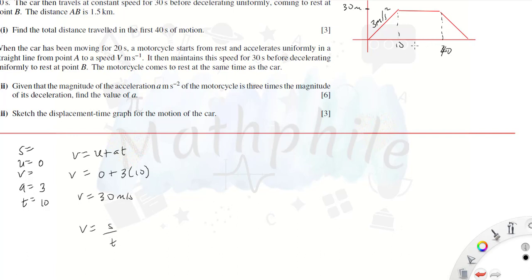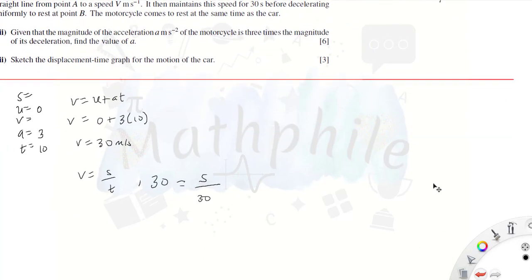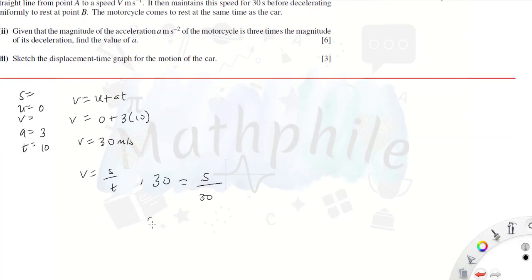Now for the next 30 seconds, the velocity was 30 again. Yes, velocity was 30. That was the velocity we just found. It traveled with that velocity for 30 seconds. So the distance is unknown and the time is 30. With this, we should be able to find the distance. The distance should be 90. So the total distance covered.